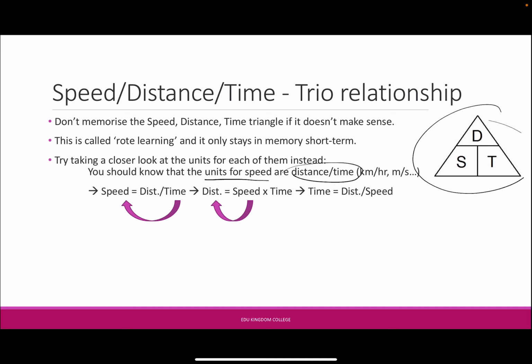So kilometers over hours, kilometers per hour, is distance over time, meters per second, distance over time. So I'm going to write that out here. Speed equals distance over time. And if you understand that already, that's a good start, because from there you can calculate everything else. Move time over to find the formula for distance. So it's speed times time now. And then if you want to find time, move speed over to find that time equals distance over speed.